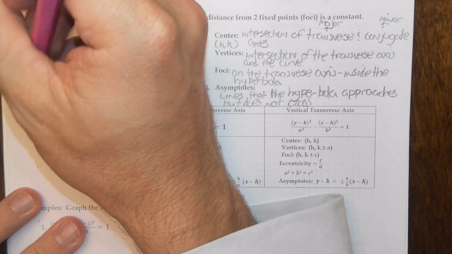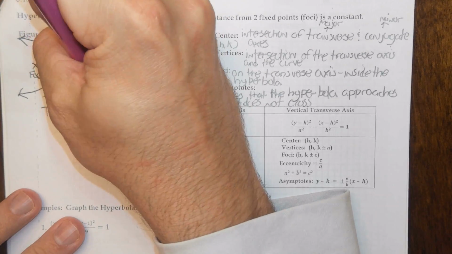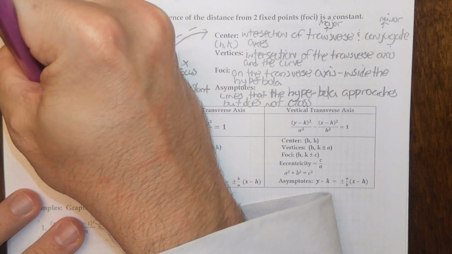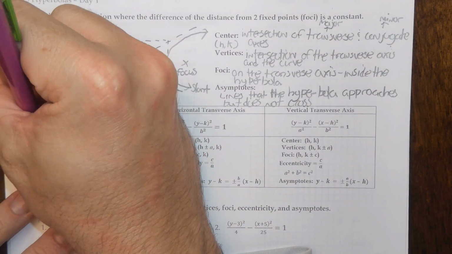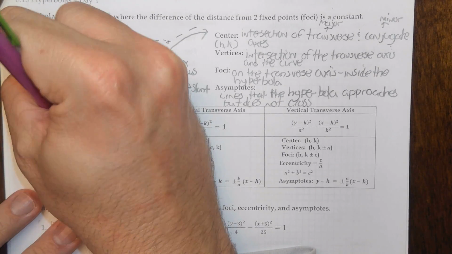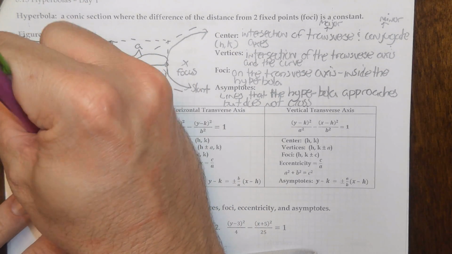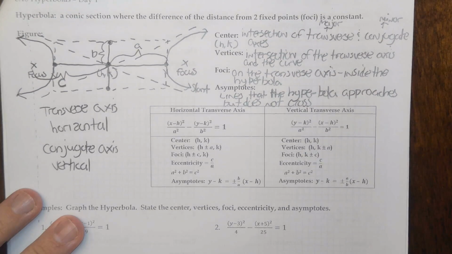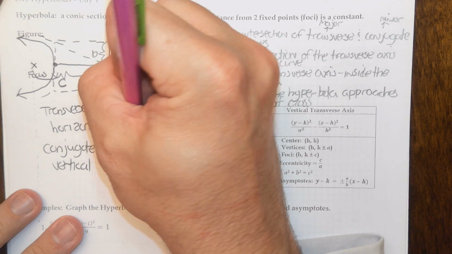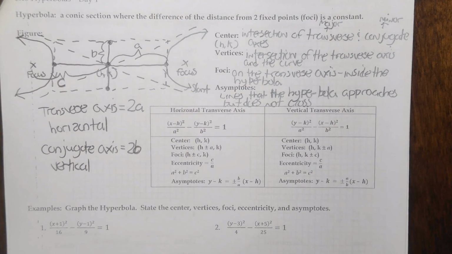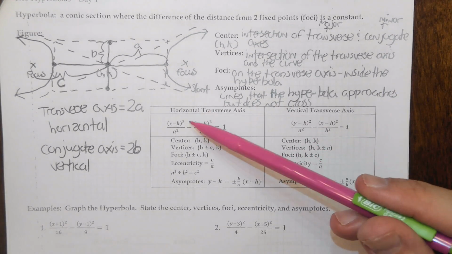So on this one, the transverse axis here is horizontal, and the conjugate axis is vertical. And real quick, again, and we'll need this going forward: our transverse axis is equal to 2a, and our full conjugate axis is equal to 2b. If you notice, these are our formulas for a hyperbola right here.